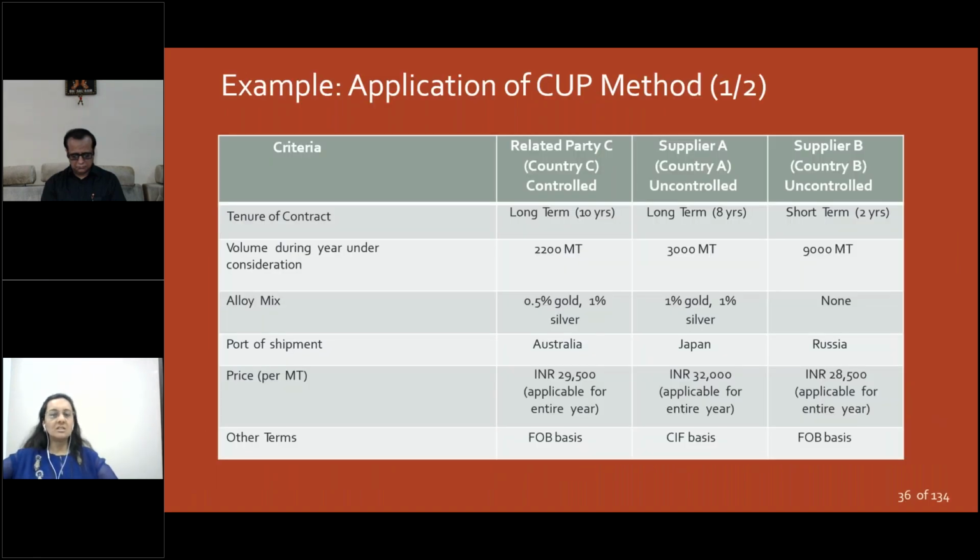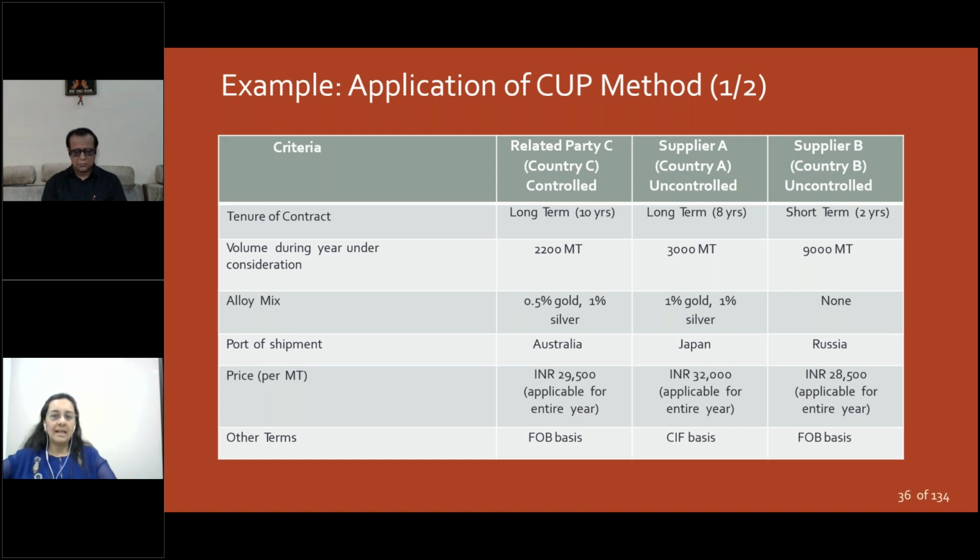Examples on CUP. This is a very easy example on CUP that I've put here. You'll see related party C, which is in country C, has a 10-year contract for 2,200 metric tons of an alloy. The alloy mix has 0.5% gold and 1% silver. The port of shipment is Australia. The price per metric ton is 29,500 and it's on FOB basis.